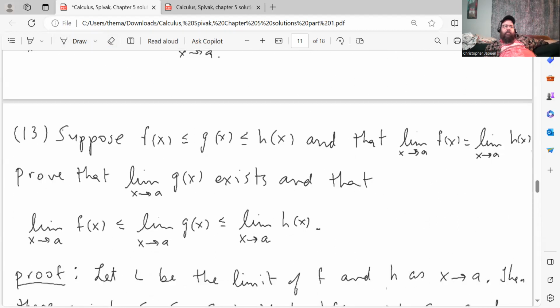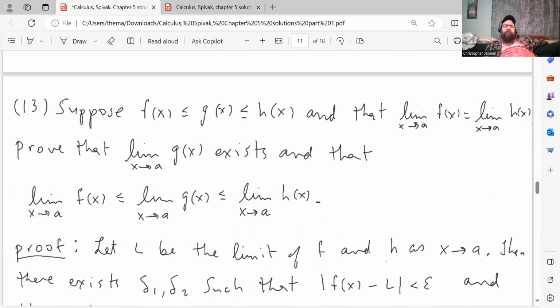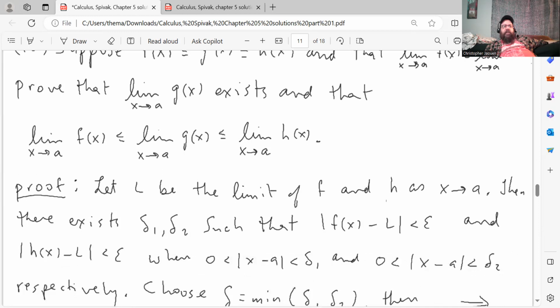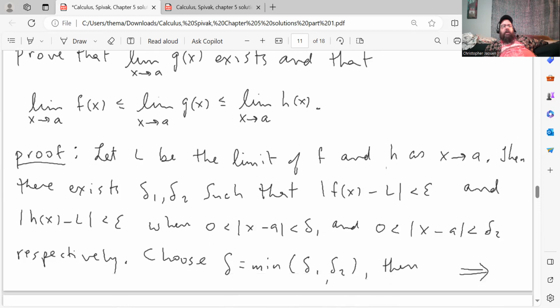Okay, question number 13. Suppose f of x is less than or equal to g of x is less than or equal to h of x, and that the limit as x approaches a of f of x equals the limit as x approaches a of h of x. Prove that the limit as x goes to a of g of x exists, and that the limit of g of x as x approaches a is less than or equal to the limit of h of x as x goes to a. This is called the squeeze theorem, if you remember from calculus 1 or whatever. This is the squeeze theorem.